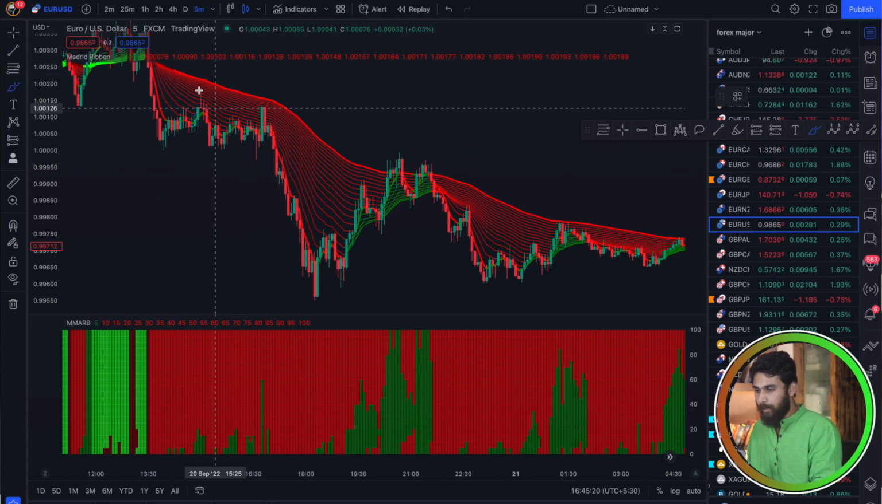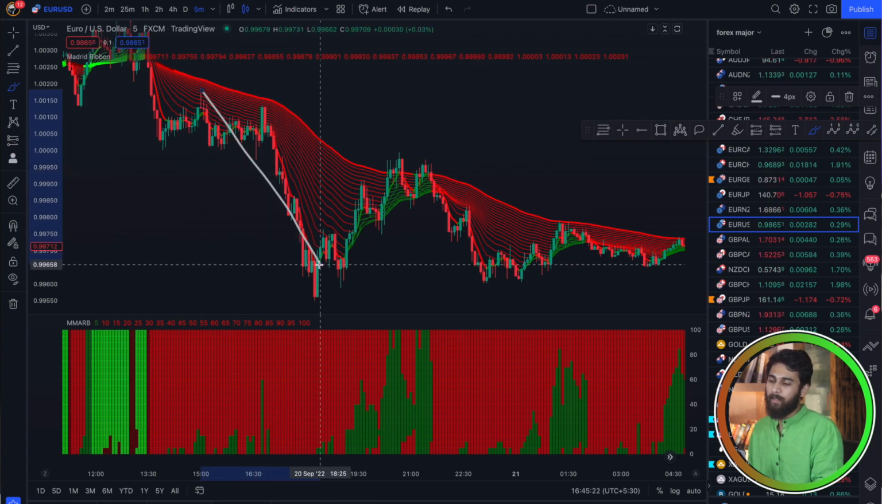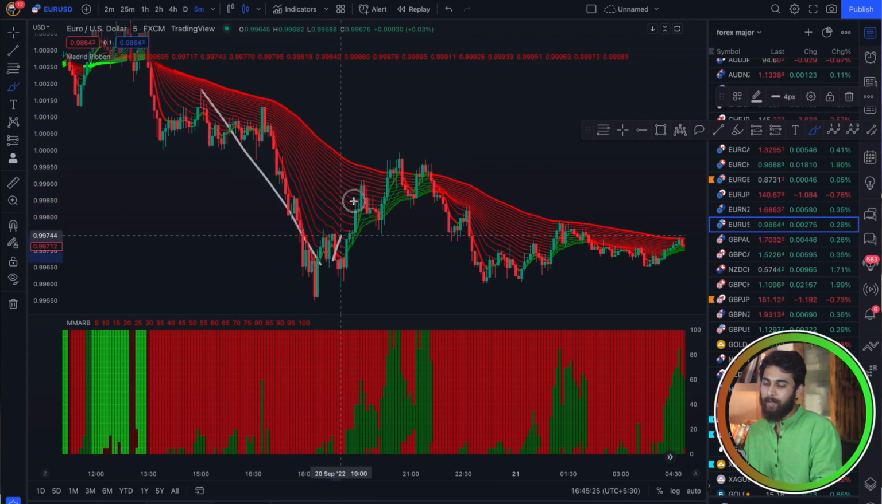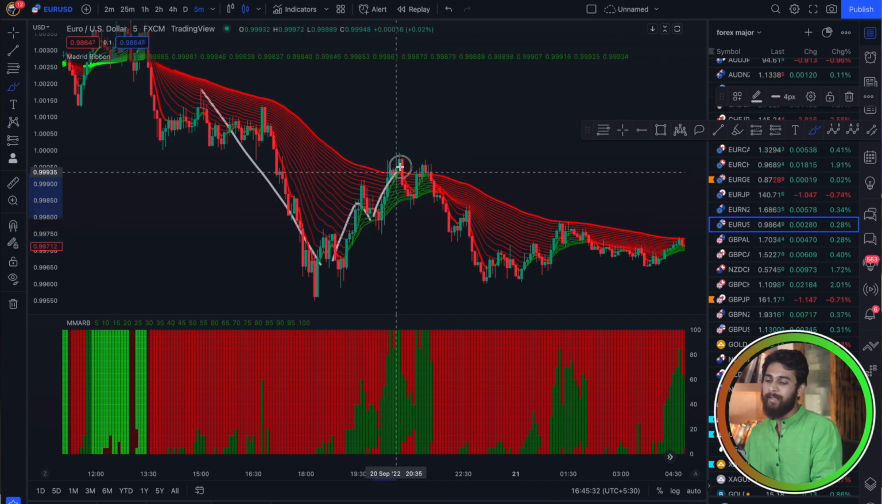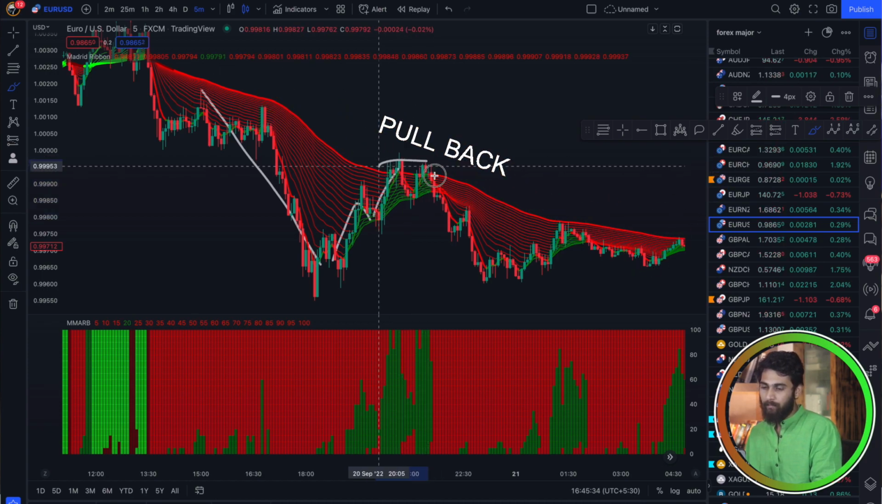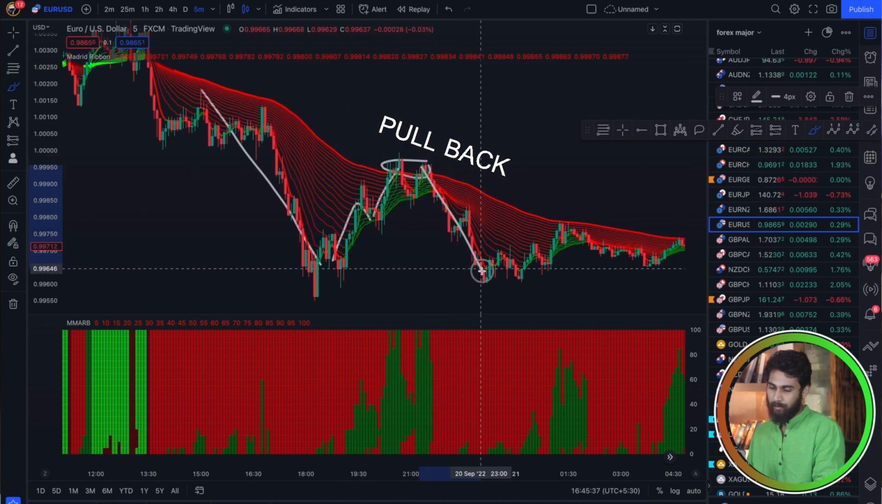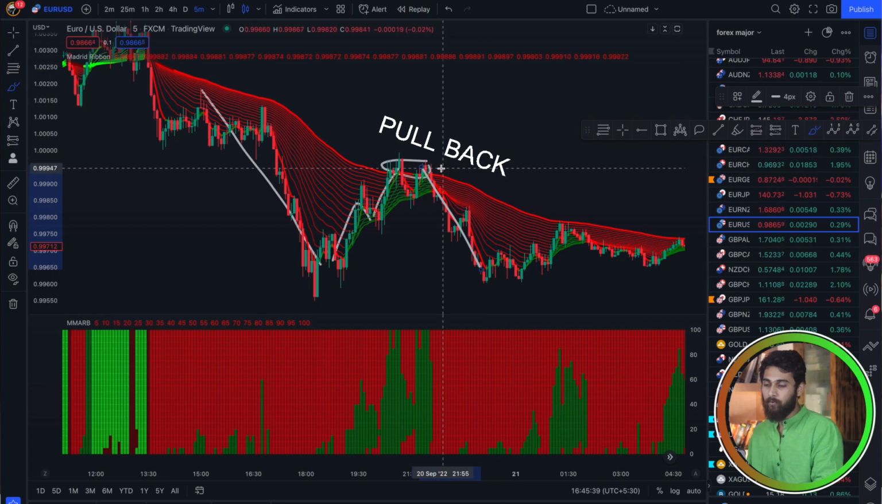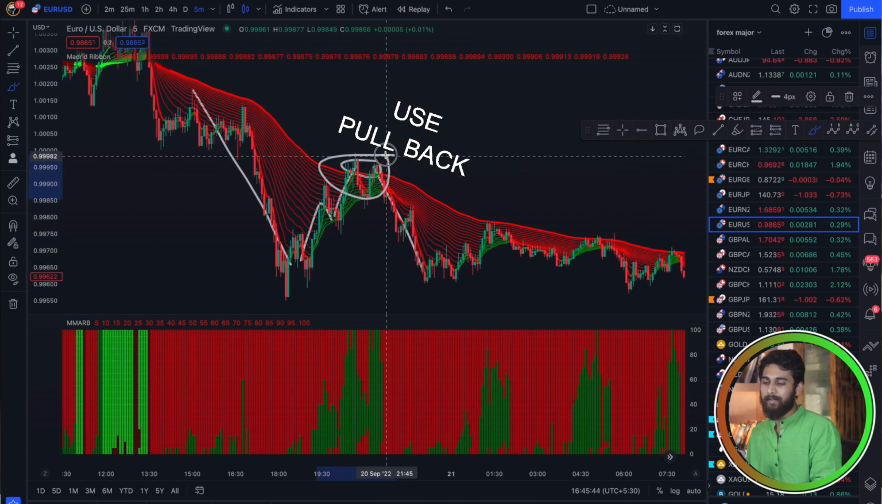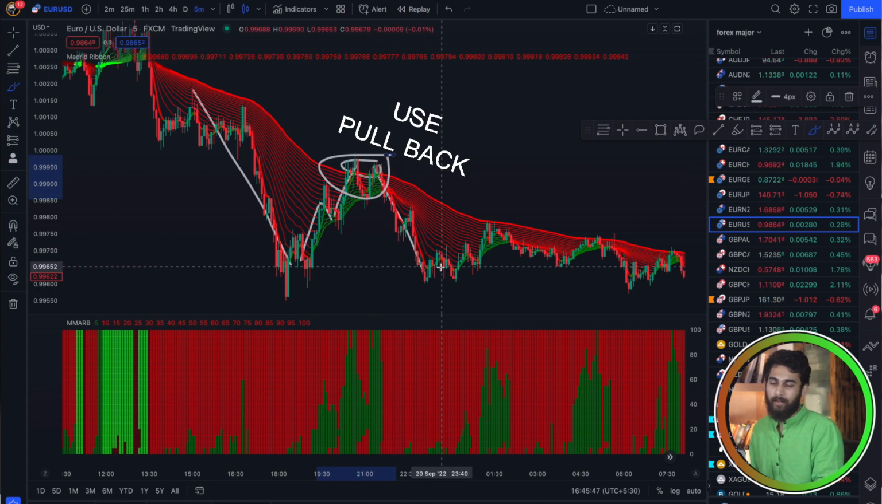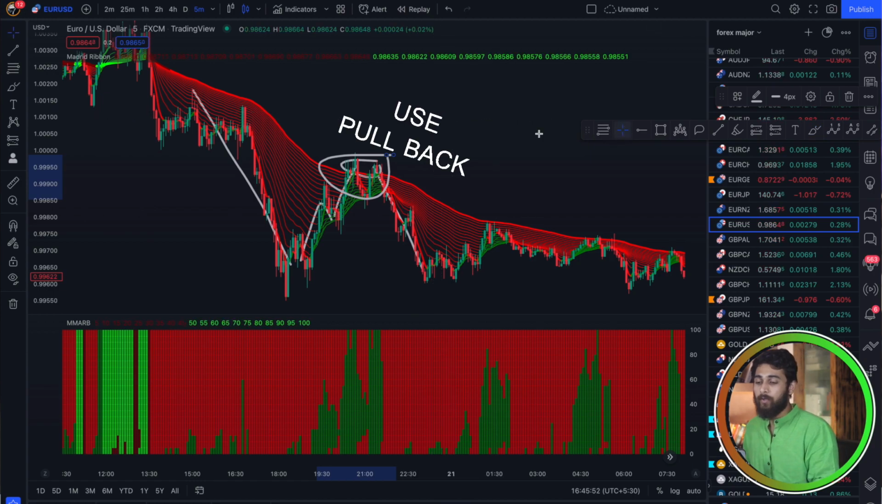Okay, so here the market was bearish and this confirmed the trend that we are in a bearish market. But then the price started to move up and the ribbons or the moving averages also started to turn green, until it reached this point, from where we got a pullback and the price moved down. So what we are going to do is use these pullbacks to take trades. Now let us see how we are going to do that.